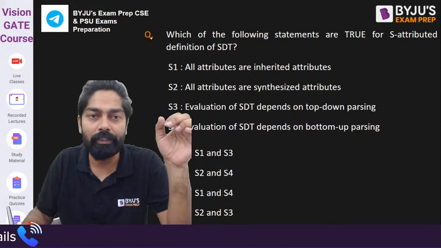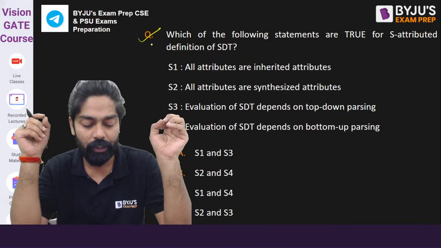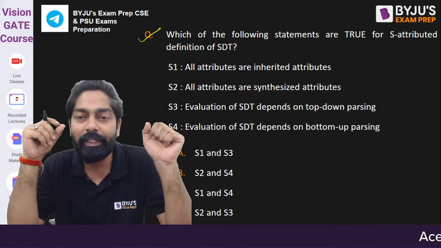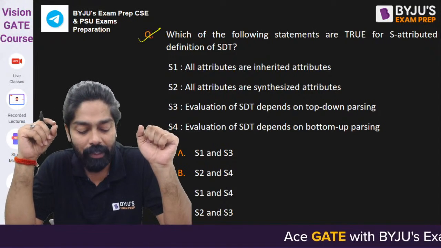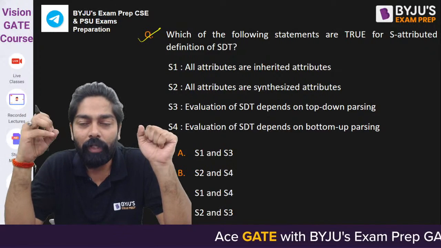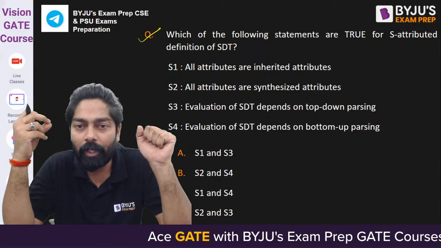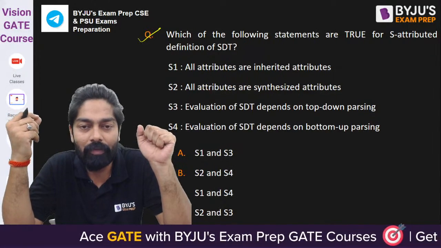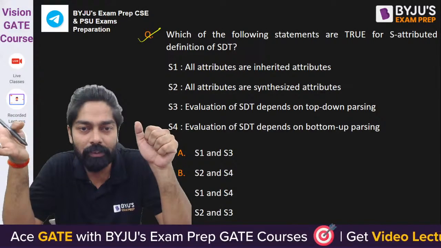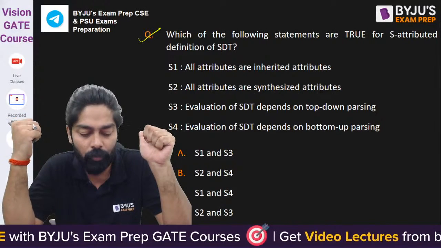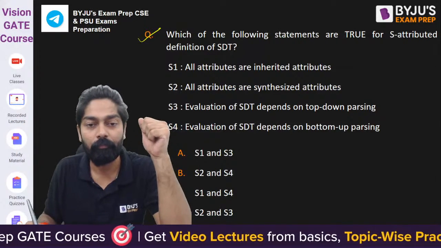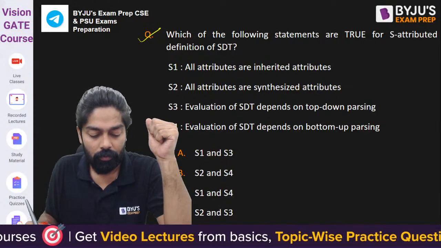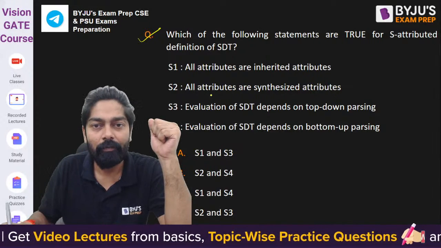Can you please tell me the answer for this one? Which of the following statements are true for an S-attributed definition of SDT? They have given: S1, all attributes are inherited; all attributes are synthesized; evaluation of SDT depends on top-down parsing; and evaluation of SDT depends on bottom-up parsing. What is the answer? See clearly.